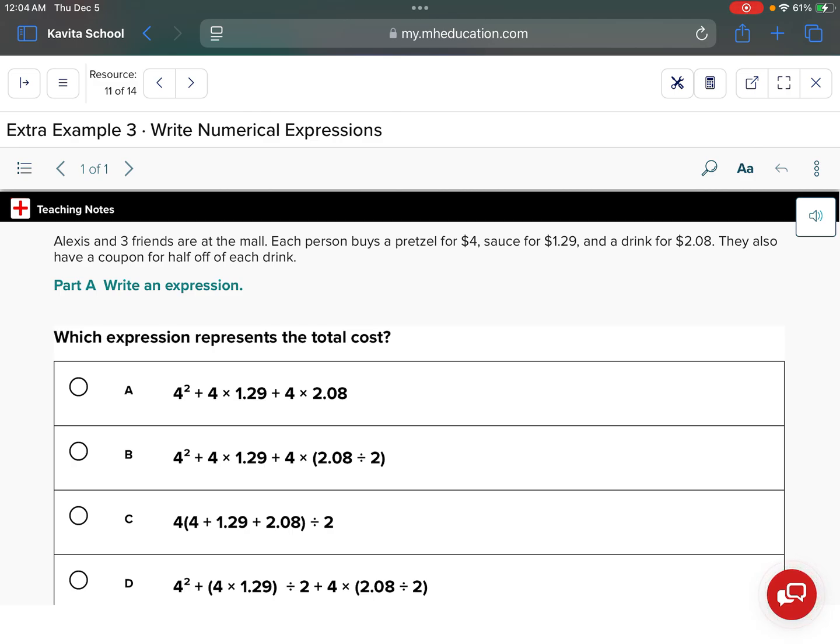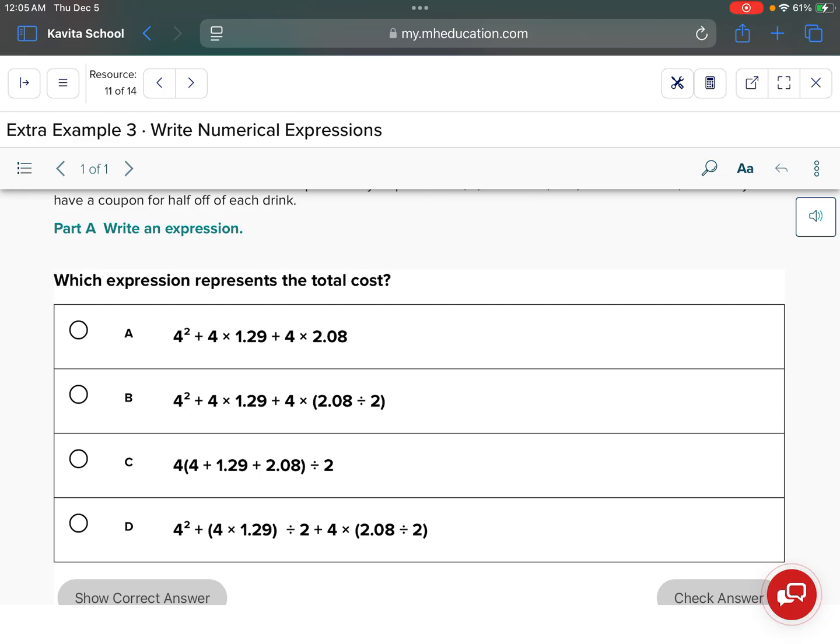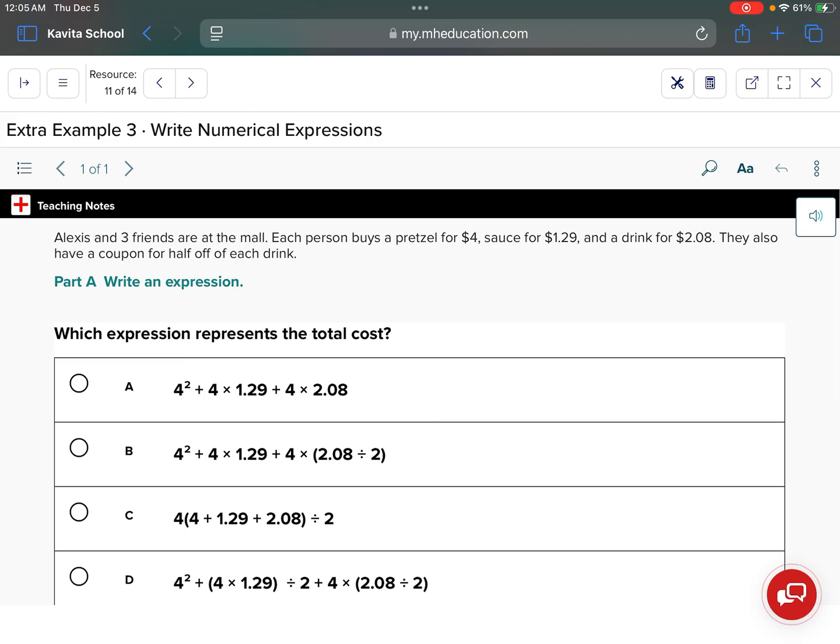And then they buy a drink for $2.08. And let's see, this also says they have a coupon for half off of each drink. A half off would mean you're dividing the price in half. You only have to pay half the price, so that would be a divide by 2. So let's look at it. Our first expression here just says 4 times $2.08. It does not represent the half off, so A is not a correct expression. Let's look at B. B shows 4 times $2.08 divided by 2, which is correct because that's $2.08 divided by 2 representing the half off, times 4 for the 4 people. So far, B seems a go.